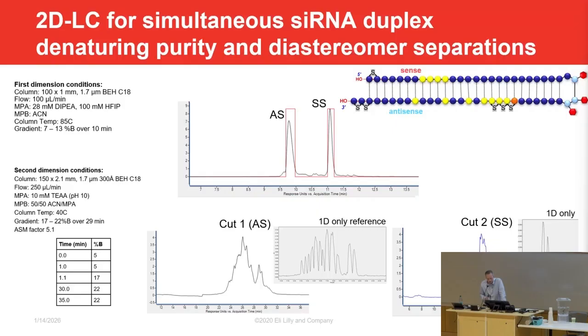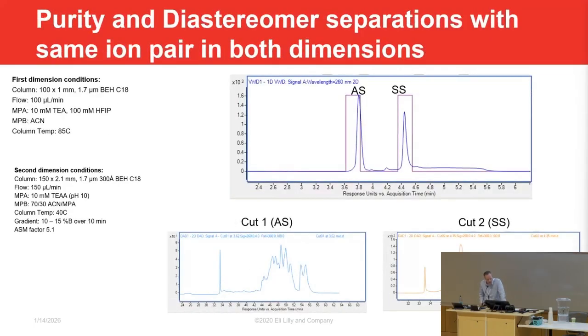And so we think that the DiPA and the HFIP are still getting retained and influencing the separation condition in the second dimension, such that it's not performing as we would expect in the 1D only reference. If we switch to TEA in both dimensions, it looks a little better, but we still have HFIP in the first dimension, which is necessary for the chromatographic resolution we obtain. The antisense and sense strand are starting to look like what we expect. For antisense, we typically see about 12 peaks, and in the sense strand, we usually see 2. You can kind of see 2 blobs, and then what's looking like 12 blobs, but still not what we expect from what we got from the first dimension.